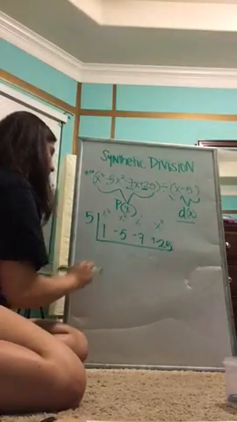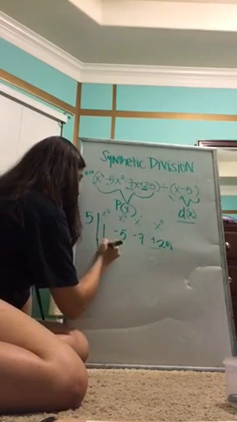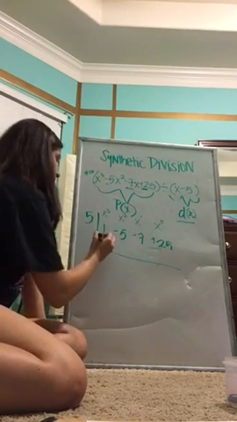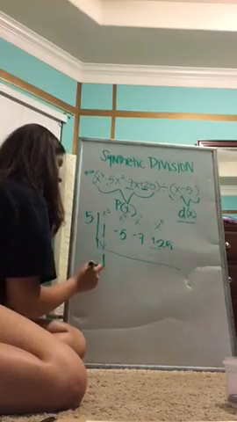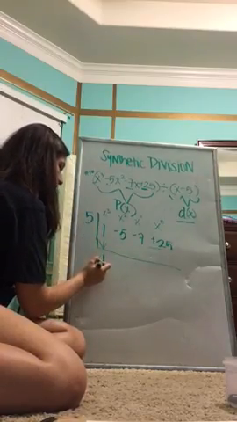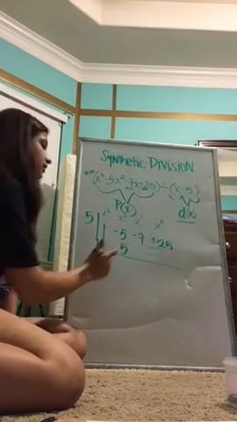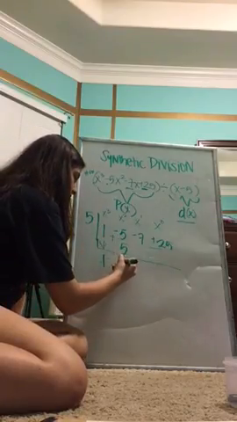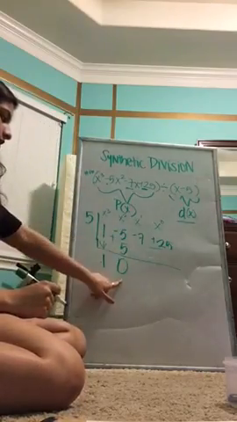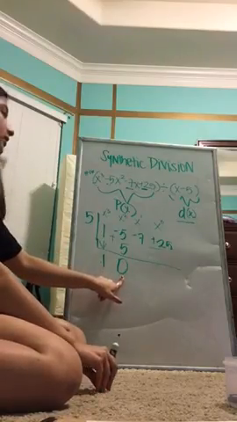Oh, I need more space. Okay. I write too big. You start by bringing the first value down, and then you multiply. 5 times 1 is 5. In synthetic division, you add the two numbers. So negative 5 plus 5 equals 0. You put the answer to the addition problem at the bottom of the line.